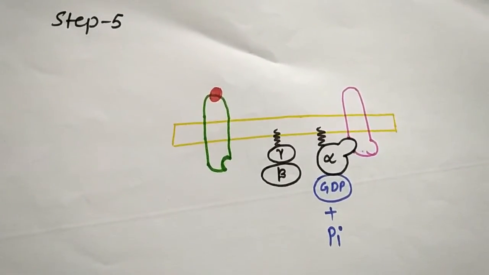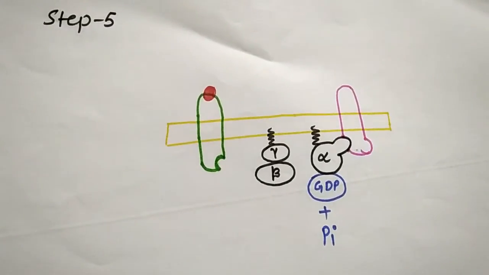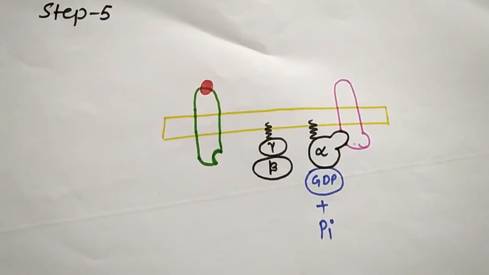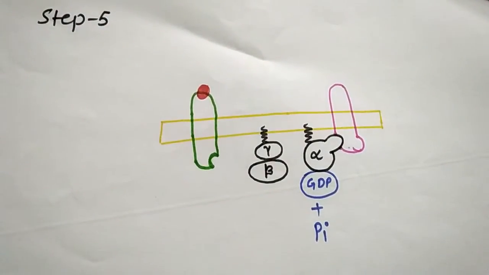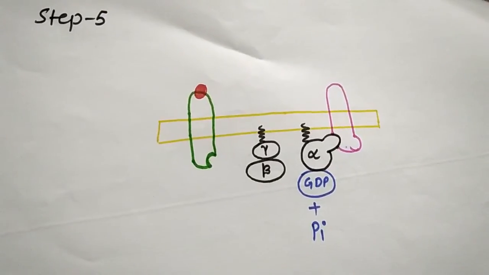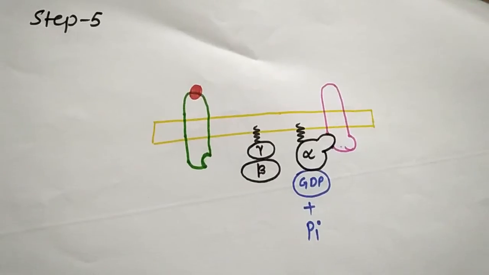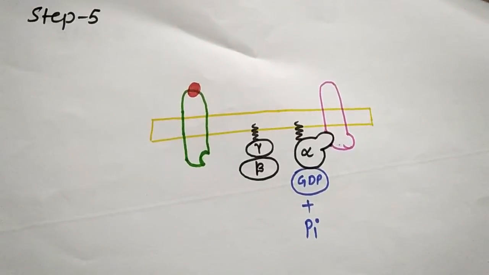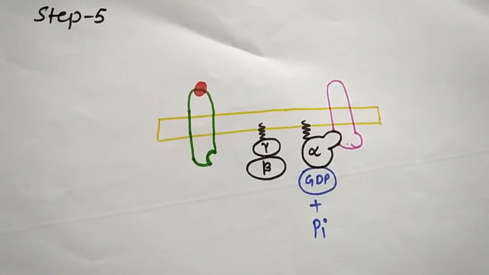A G protein is said to be on when its alpha subunit is bound to GTP. The G alpha subunits can turn themselves off by hydrolysis of GTP to GDP and inorganic phosphate. This results in a conformational change, causing a decrease in the affinity for the effector and an increase in the affinity for the beta and gamma subunits.